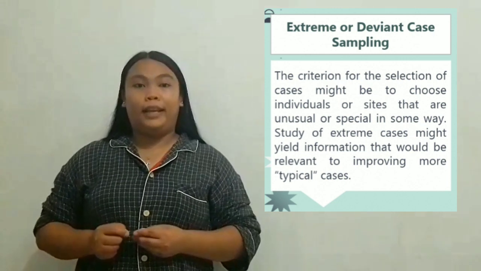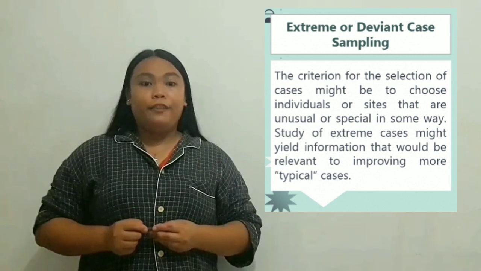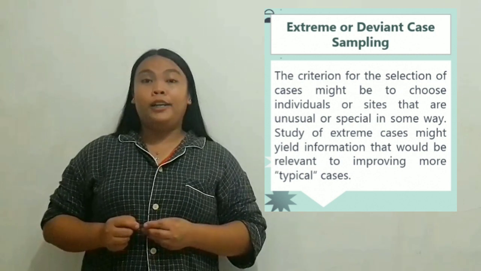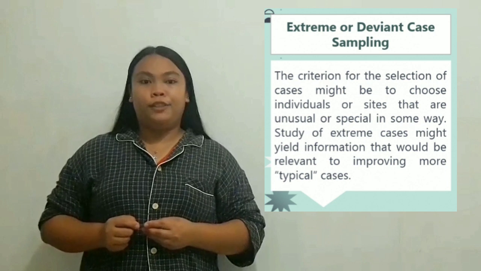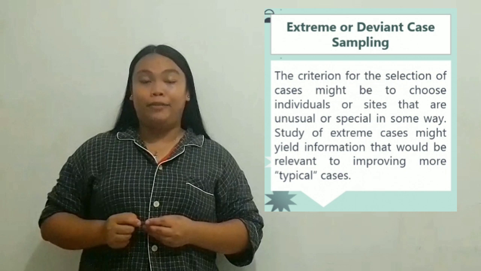So let's discuss first extreme or deviant case sampling. The criterion for the selection of cases might be to choose individuals or sites that are unusual or special in some way. Study of extreme cases might yield information that would be relevant to improving more typical cases. For example, you are researching heart surgery patients who recover significantly faster or slower than average. Since these are unusual cases, you're looking for variation in these cases, to explain why the recoveries were atypical.